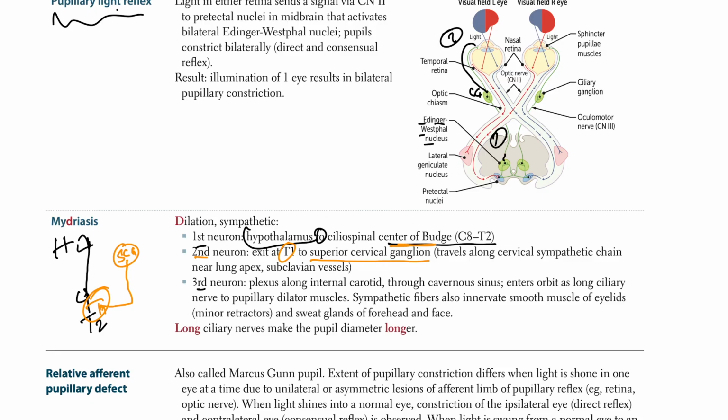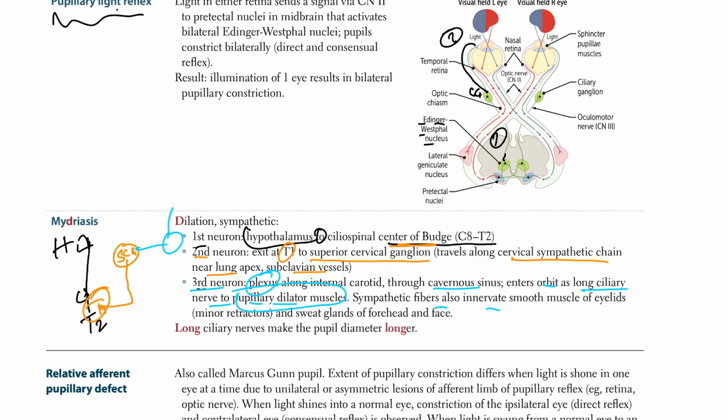It travels along the cervical sympathetic chain near the lung apex and subclavian vessels. Now let's take a look at the third neuron. The third neuron is going from this plexus along the internal carotid through this cavernous sinus, enters the orbit at a long ciliary nerve to pupillary dilator muscle. So all the way from here towards the eye, and to the eye it goes to the pupillary dilator muscle.